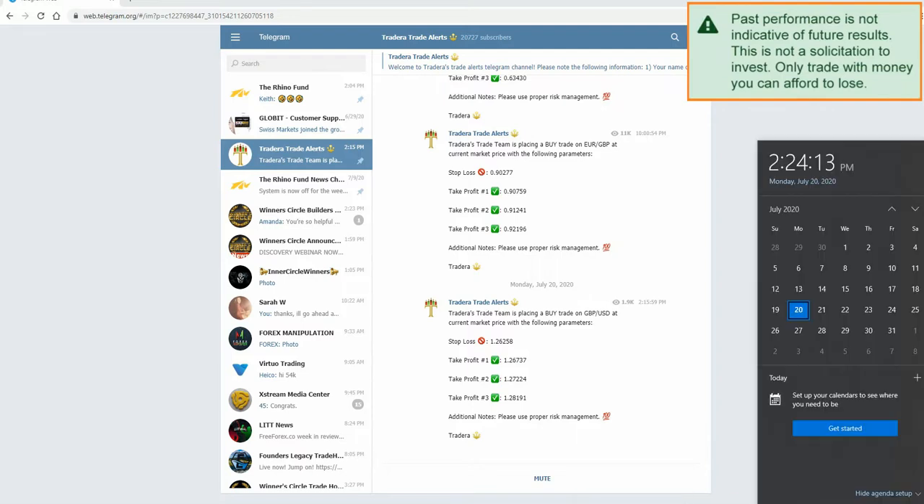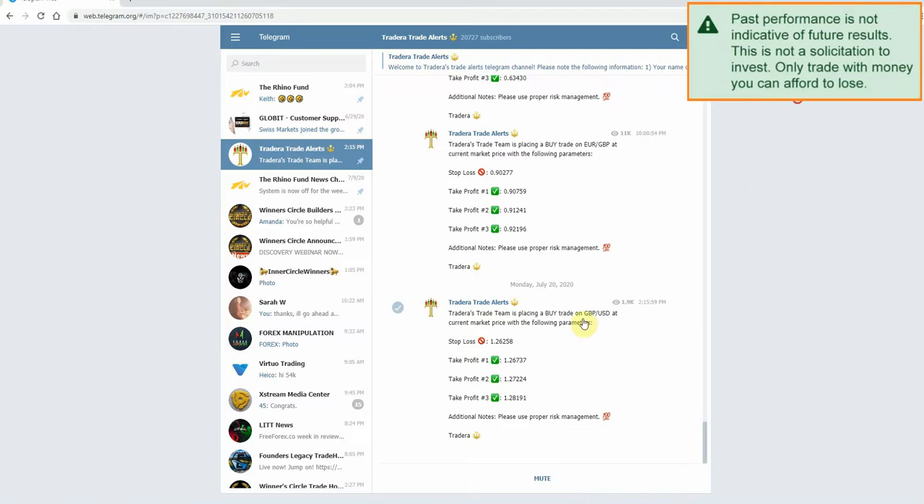Hey folks, today is July 20th and we have already a trade set up for Tradera, which is a good thing. And it looks like it is a GBP USD. What is it, a buy? Yep, it's a buy. Let's go ahead and jump over here.